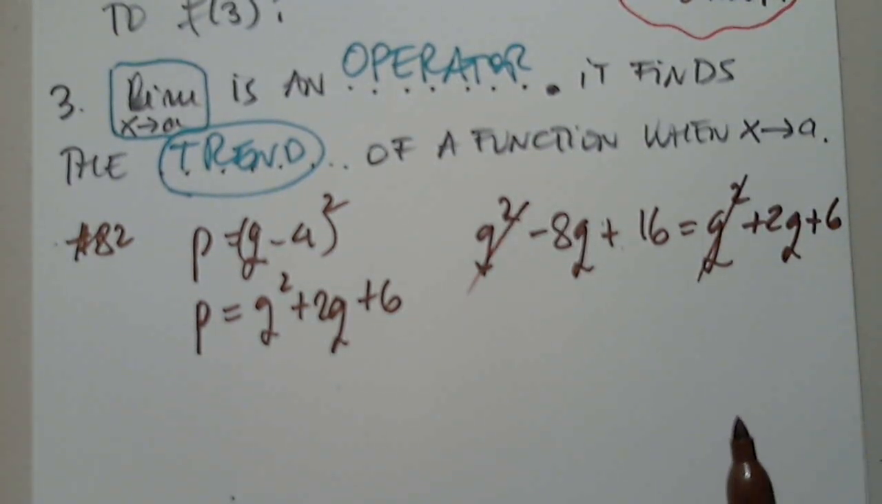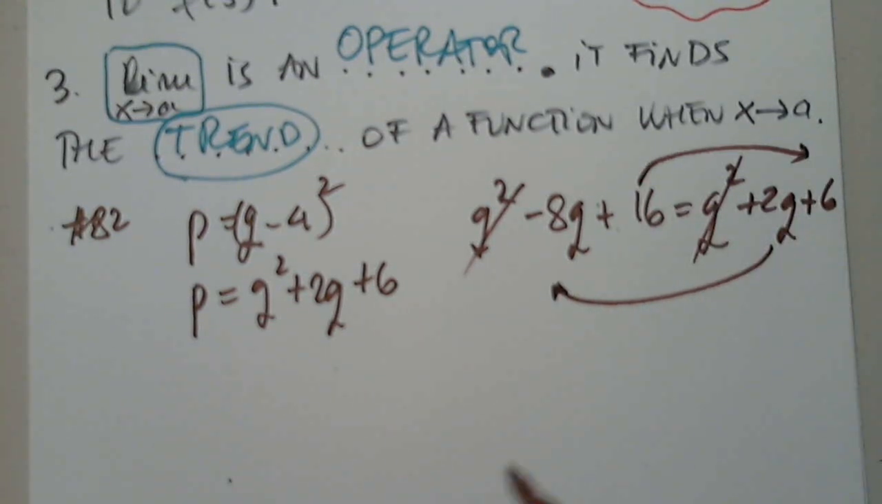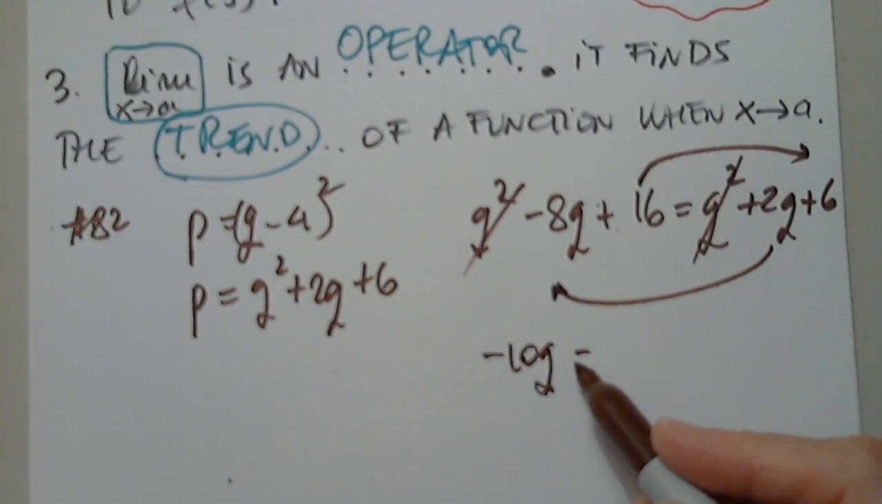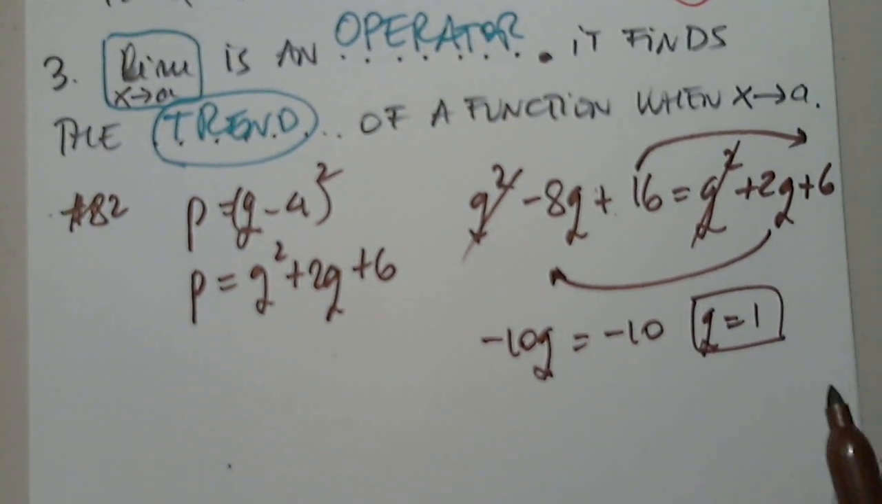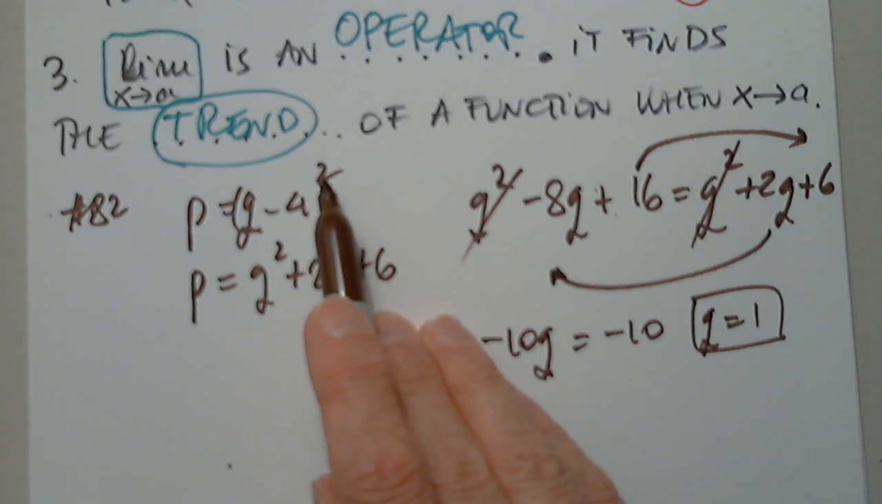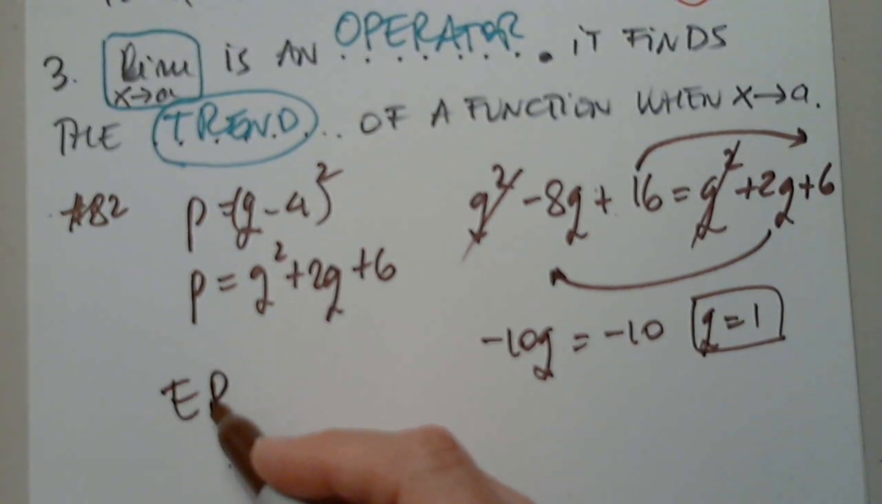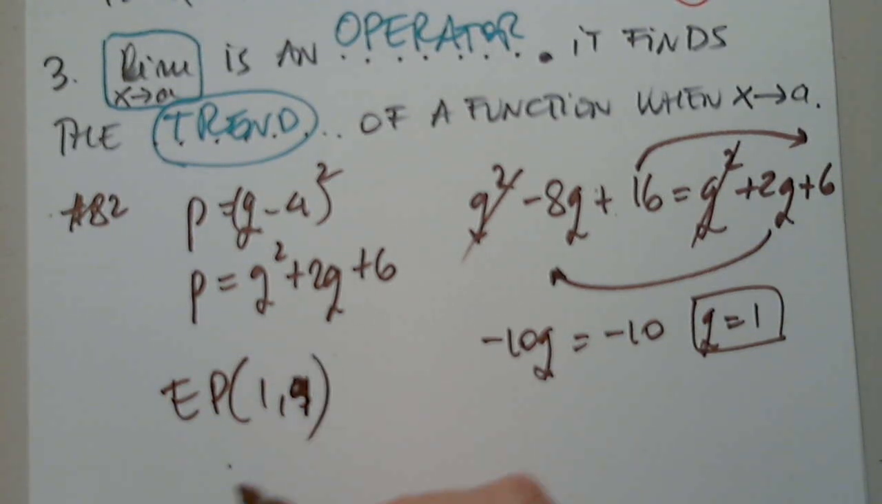You simplify the Q squared. You move 2Q here and you move 16 here. So you have negative 10Q equals negative 10. So Q is 1. Now you plug it in. 1 minus 4 is negative 3. Negative 3 squared is 9. So the equilibrium point is (1, 9), of course.